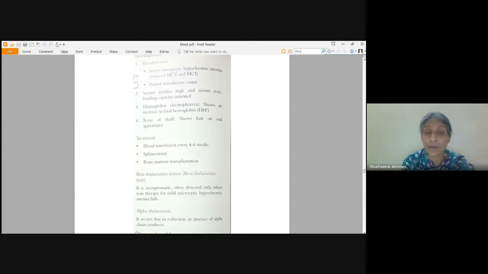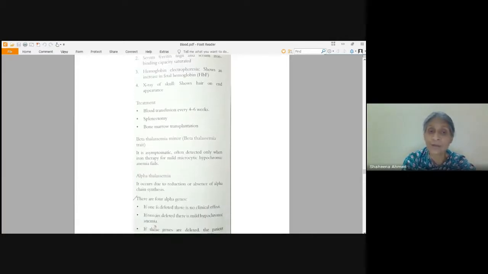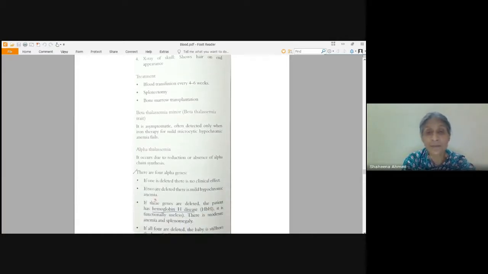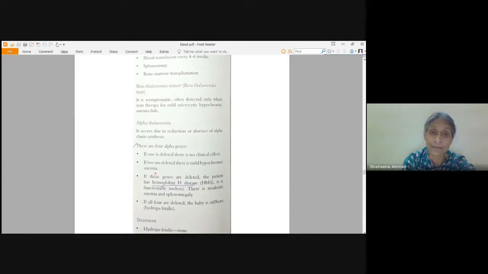And on X-ray, you will see that there is bossing of the skull, the medullary cavity has widened, and the cortex has thinned out. Treatment is blood transfusion every 4 to 6 weeks. In some cases, splenectomy is done, and in very severe cases, even bone marrow transplantation has to be done.